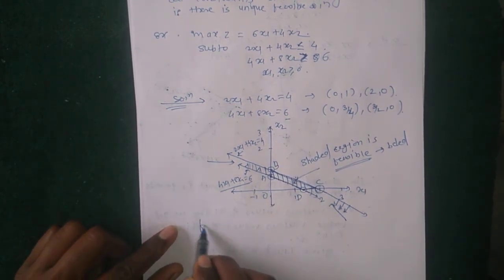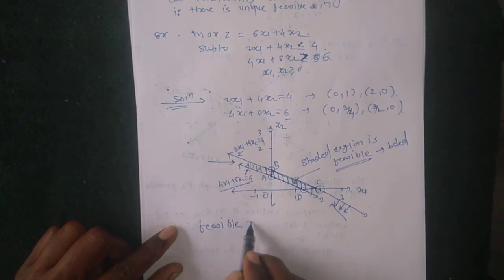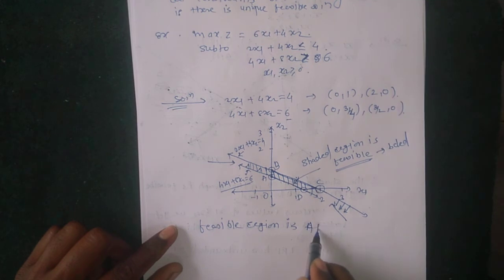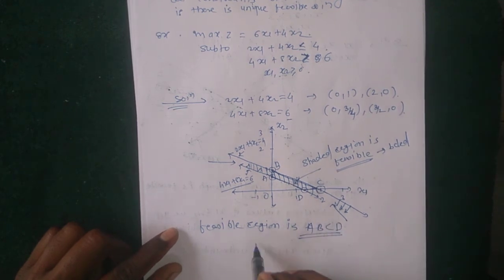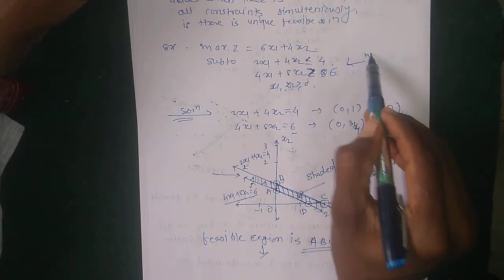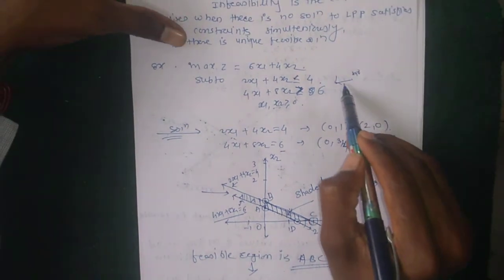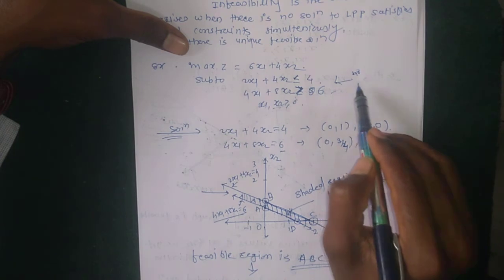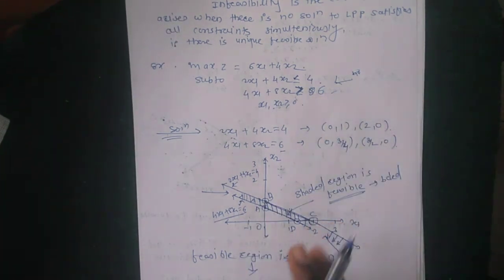Okay, feasible region is A, B, C, D. Find the points and then find their solution. This LPP has no feasible solution. Sorry, this LPP has a feasible solution that is an optimal solution. This has no infeasible solution. So in the next example we see infeasibility.